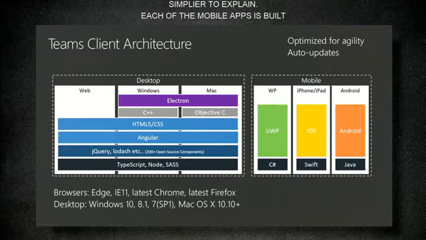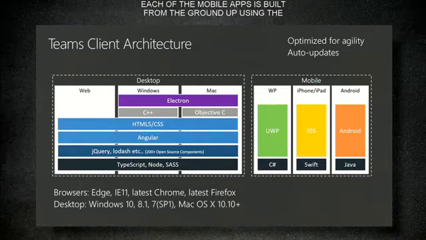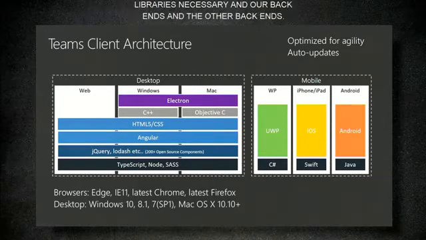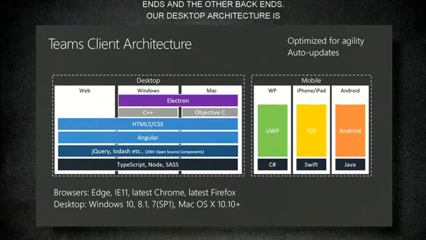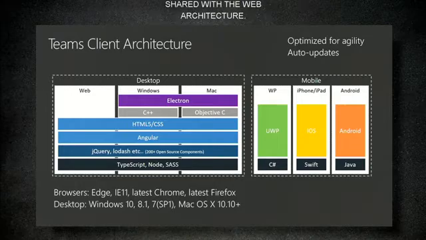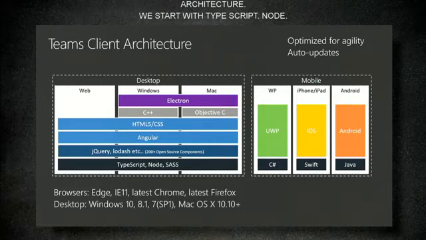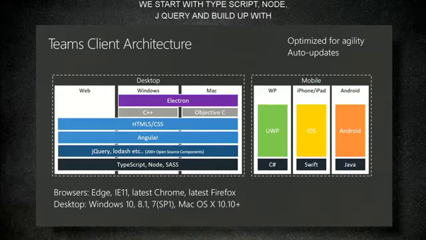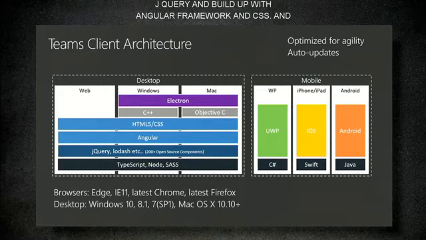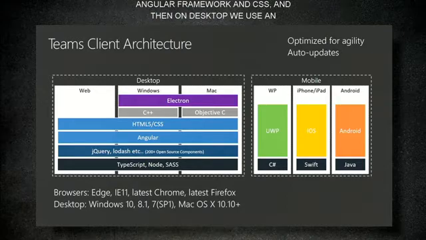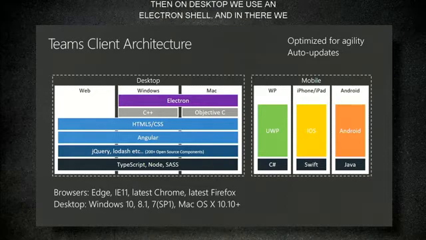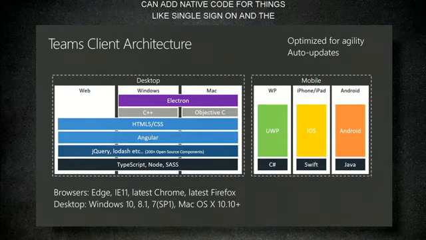Our desktop architecture is shared with our web architecture. So we start with TypeScript, Node, jQuery, and we build up with the Angular framework, and then standard HTML and CSS. And then on the desktop, we use an Electron shell. And in there, we can add native code for things like single sign-on and the ability to do meetings and calling, screen sharing, those kinds of things.